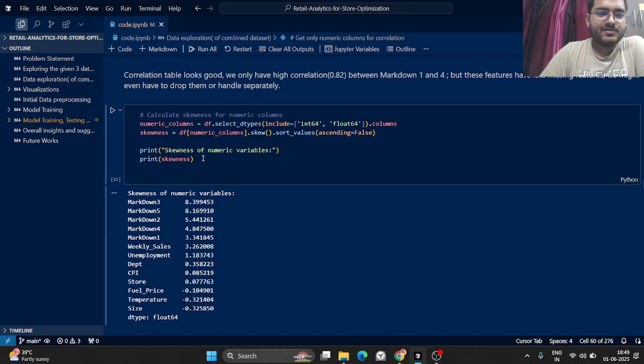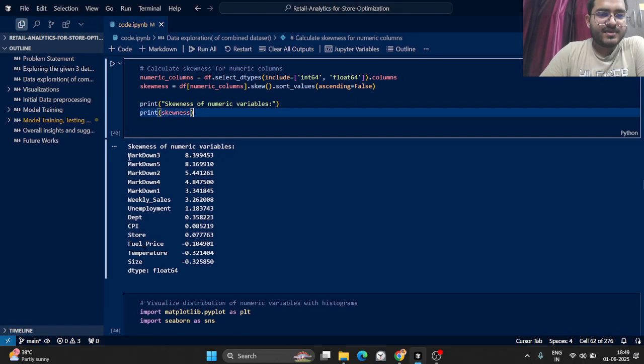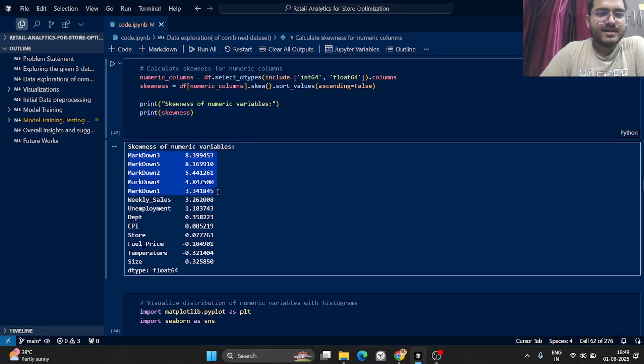Okay, after that I went to look at skewness, and again the markdown columns have high missing values and they were highly skewed. Also, I found that the weekly sales, our Y label, was skewed. So I used a log transformation later on to make it look more like a normal distribution.